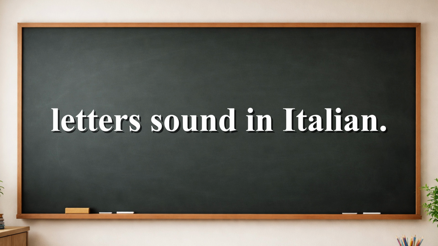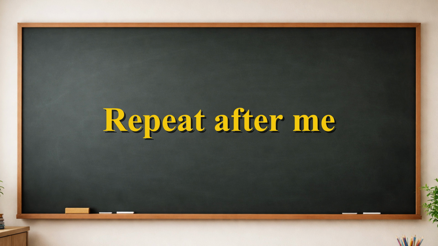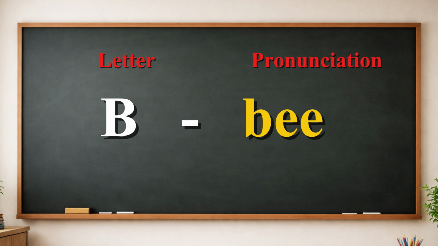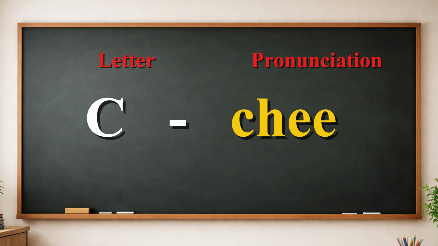Now, let's learn how the letters sound in Italian. Listen carefully and pronounce them with me. A is pronounced like A. Let's say it again. A. B is B. Let's say it again. B. C is C. Again. C.